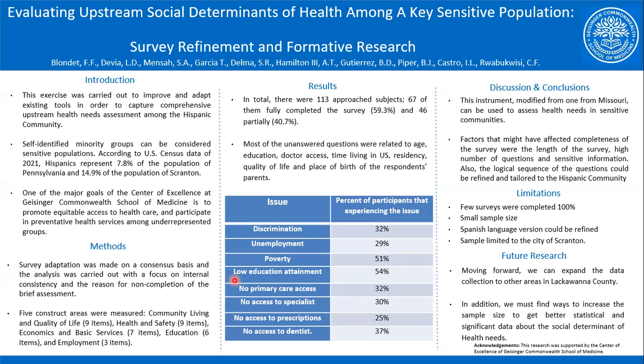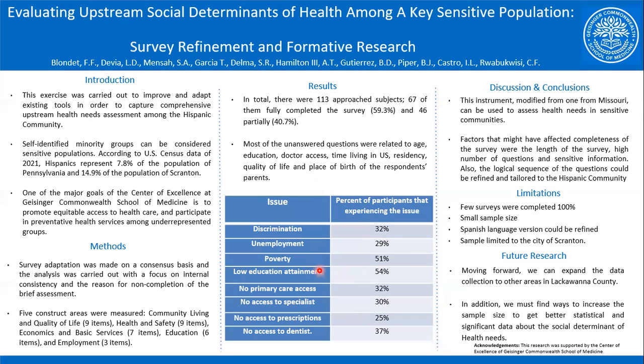Low education attainment, because 54% of the participants only have a high school diploma or less education, because a great percent of them did not study at all or just finished primary. No access to health care, because 32% of the participants don't have access to primary care, 30% of them don't have access to a specialist at all, and there have been situations in which 25% of the participants needed prescriptions but never got them. Also, 30% of them don't have access to dentists.